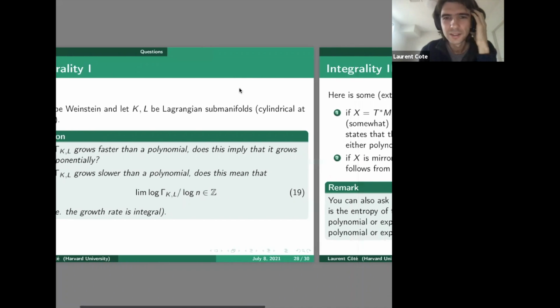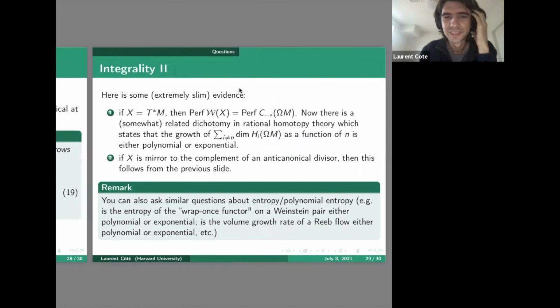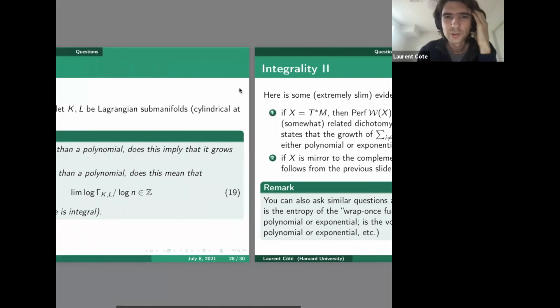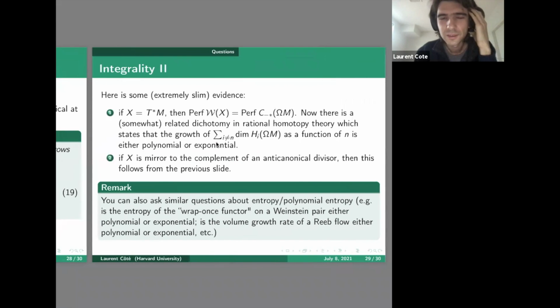So what is some evidence? Well, we have extremely slim evidence. I mean, it's not really fair to even call this evidence. Concerning the first point, which is this question of whether the growth is either polynomial or exponential, I should mention that if you consider the case of cotangent bundles, there's a somewhat related dichotomy in rational homotopy theory, which essentially says that the growth of the dimension of the based loop space is either polynomial or exponential. Sorry, there's a typo. It should be i lesser than or equal to n. And if you use this fact, then you can translate this into symplectic terms using the work of Abbondandolo-Schwarz and Abouzaid. So this sort of suggests that maybe something like this is true, but I want to emphasize this is extremely flimsy evidence.